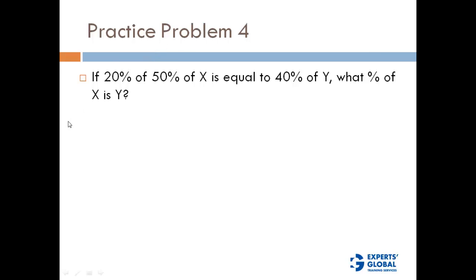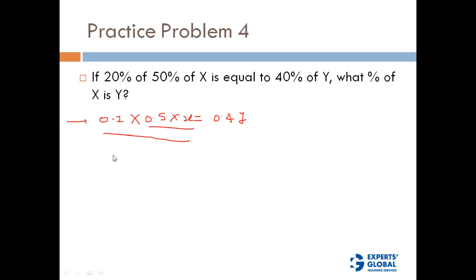The question is, if 20% of 50% of x is equal to 40% of y, what percent of x is y? Okay, so let's look at this. 20% of 50% of x, right? So this is 50% of x and this is 20% of 50% of x. So 20% of 50% of x is equal to 40% of y. This is the equation that we get.